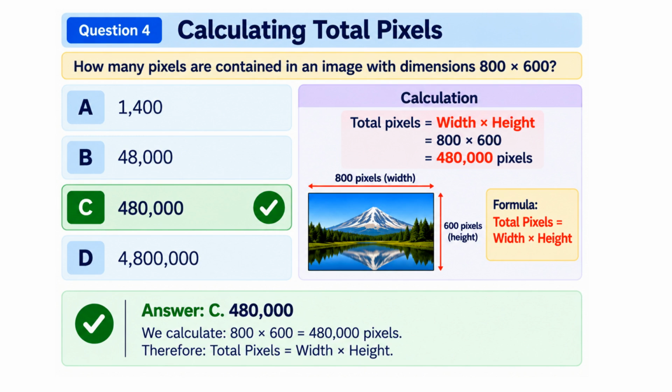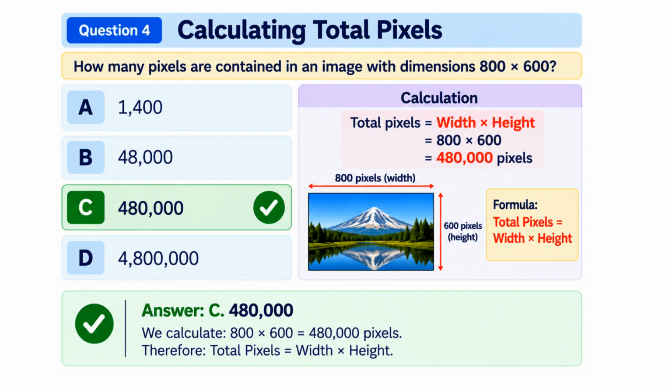Question 4. Calculating total pixels. How many pixels are contained in an image with dimensions 800 by 600? The correct answer is C. 480,000 pixels. To calculate the total number of pixels, we multiply the width by the height.